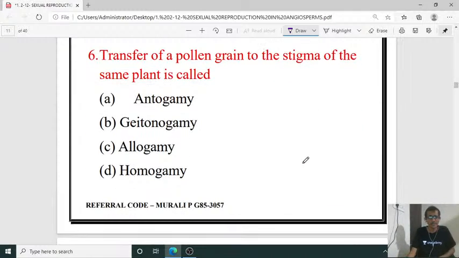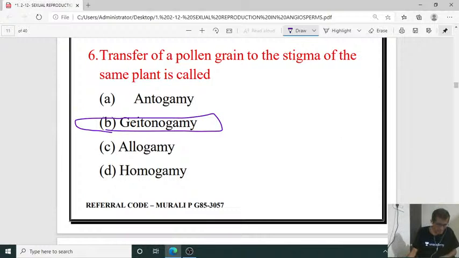Okay. Next one is the 6th question. Question number 6 says, transfer of a pollen grain to the stigma of the same plant is called what? Under pollination phenomena, what is the technical term for that? Autogamy, Geitonogamy, Allogamy, Homogamy. So for the 6th question, it is B, Geitonogamy. Isn't it? Geitonogamy is the right answer.